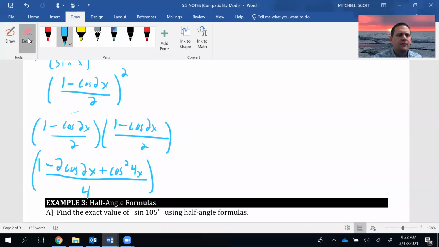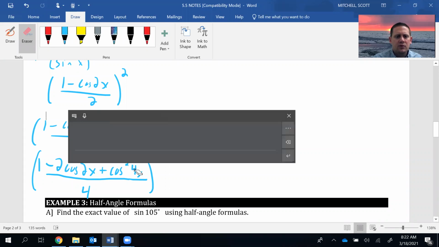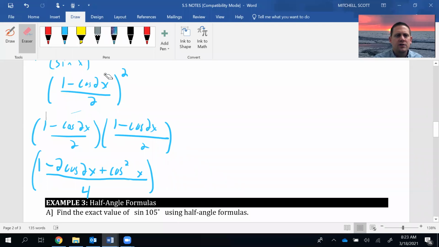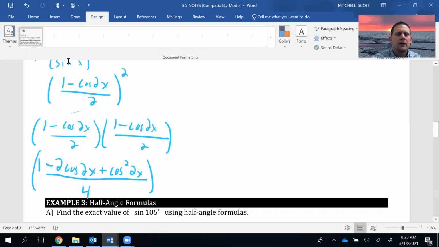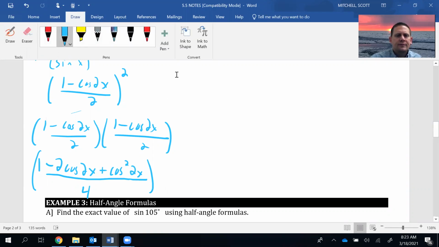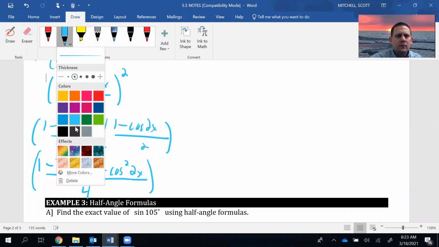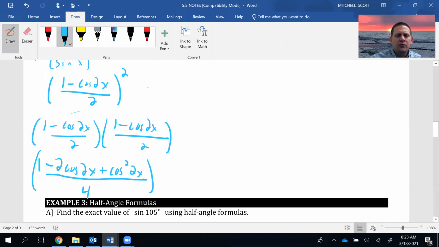I made a little mistake. This is supposed to be a 2. When you multiply, you don't change the inside part. This is still just 2x. All right, so now we have reduced it, but we haven't gotten rid of it. Notice we still have a squared.